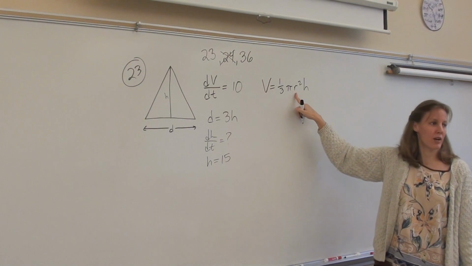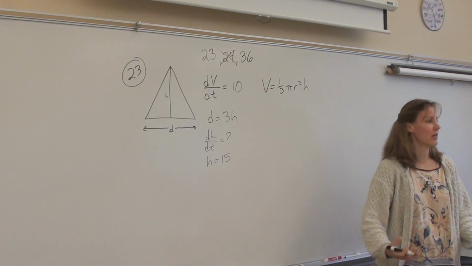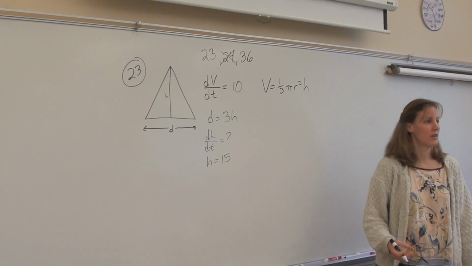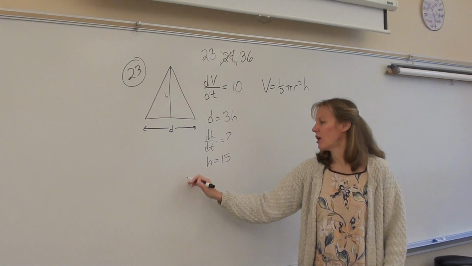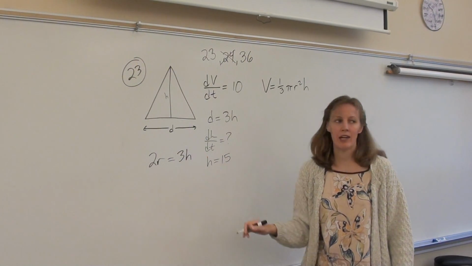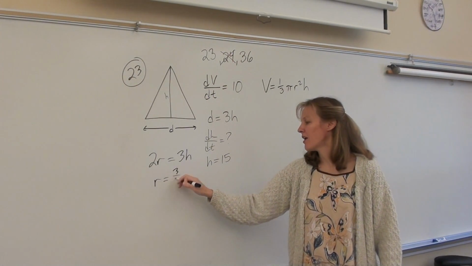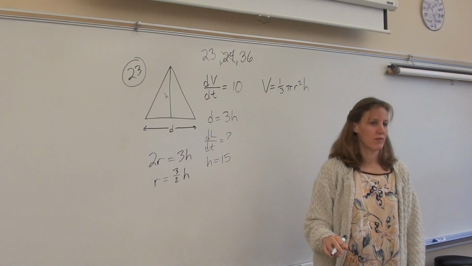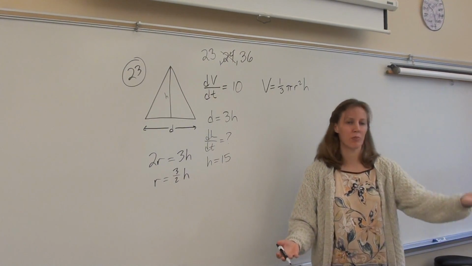So we've got to get rid of the r. Is there information in this problem that's just been handed to us that can help us get rid of the r? Yeah, we have a diameter. Diameter is the same thing as 2r, right? So we know that 2r equals 3h. So r is 3/2 h. Does that make sense? That was just given to you. It's like, here's a present, right?